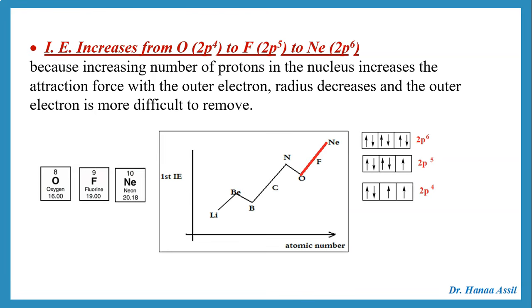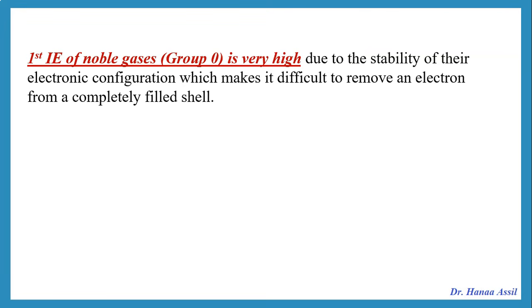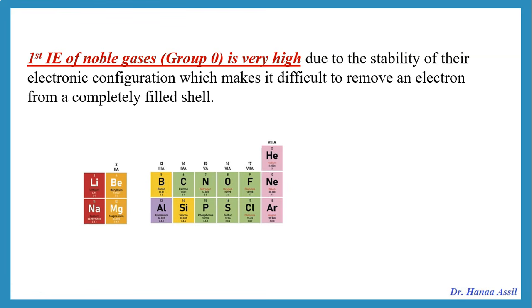Of course, also we're going from oxygen to fluorine to neon. The radius is decreasing and the outer electron is more difficult to remove. What about noble gases? You should realize that in each period, the noble gas is the one with the highest ionization energy.